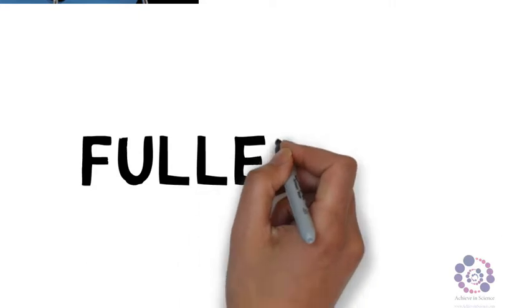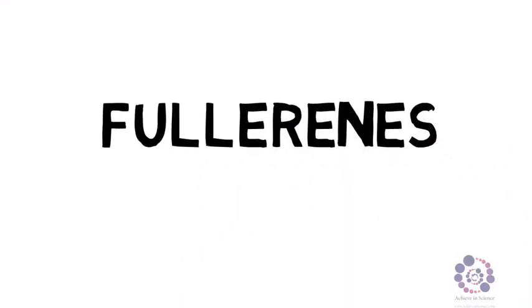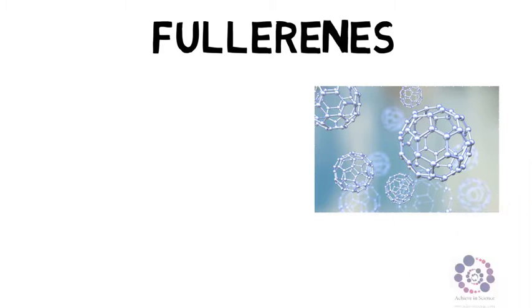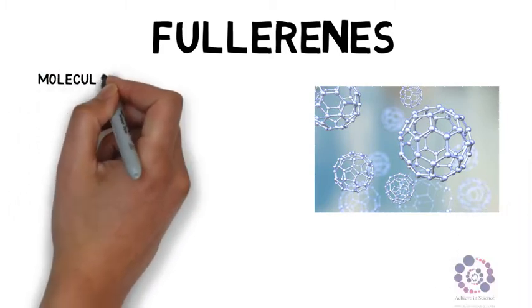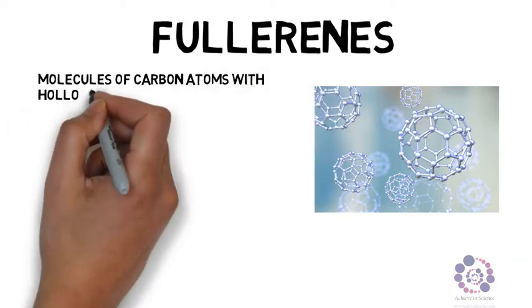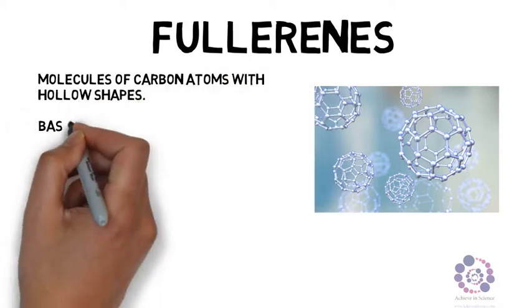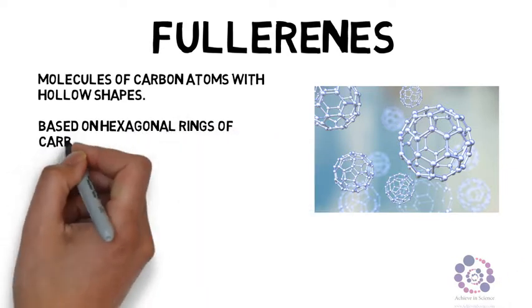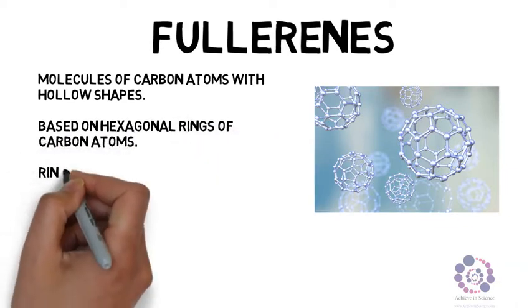Next, let's look at fullerenes. These are molecules of carbon atoms with hollow shapes. They are based on hexagonal rings of carbon atoms, and these rings may contain between 5 or 7 carbon atoms. They can be used for drug delivery, as lubricants and as catalysts.